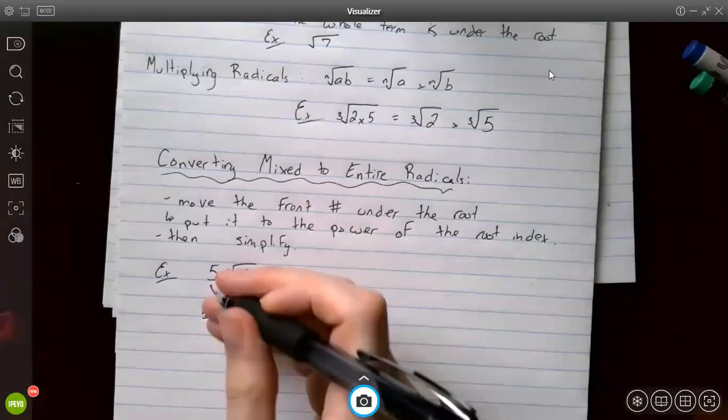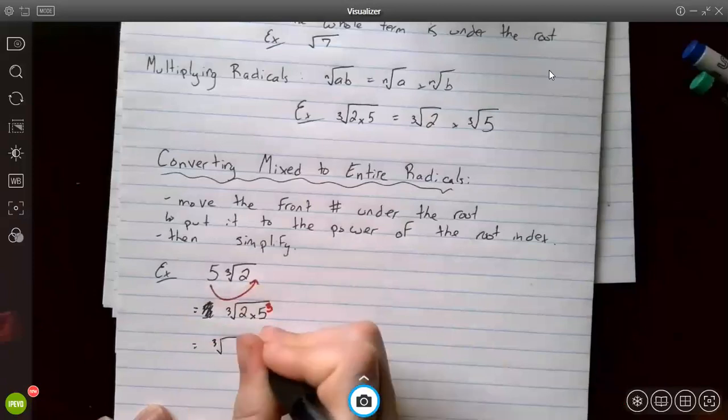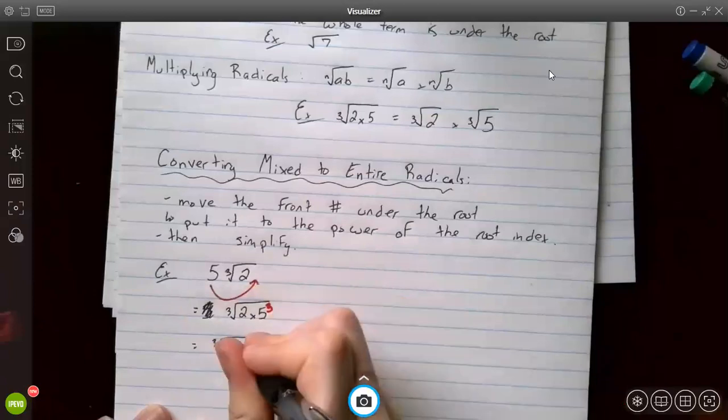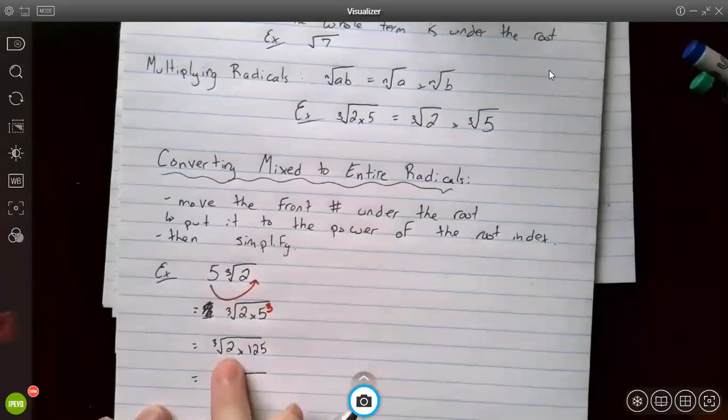Then I'm just going to solve. 5 to the power of 3 is 125. And then I'll just solve what 2 times 125 is, which is 250. Now I have my root where the entire number is underneath the root symbol. So that's my final answer.